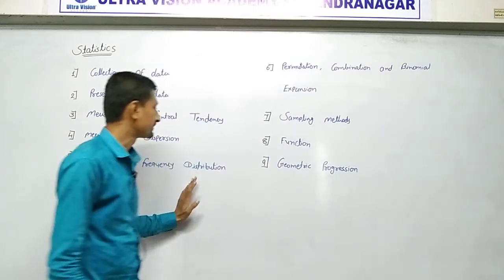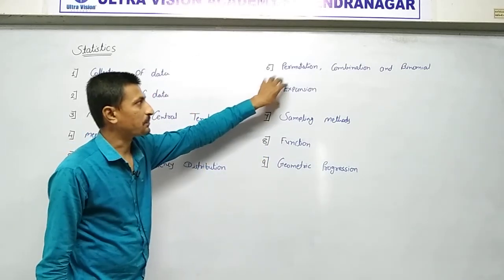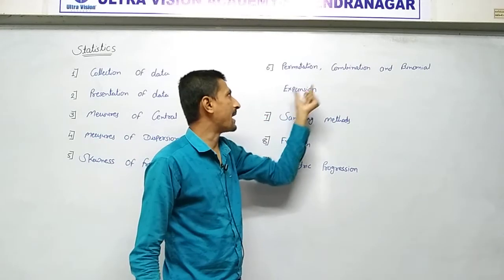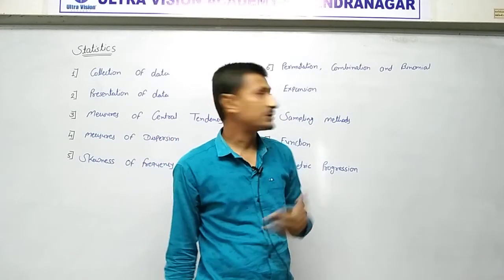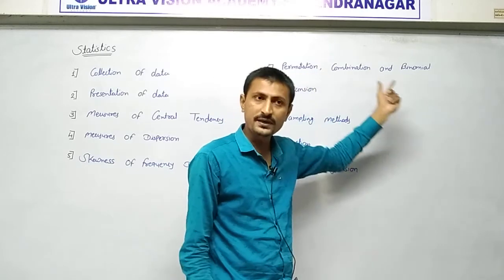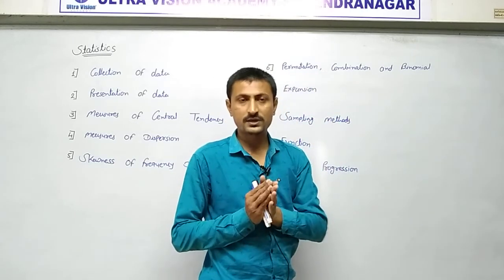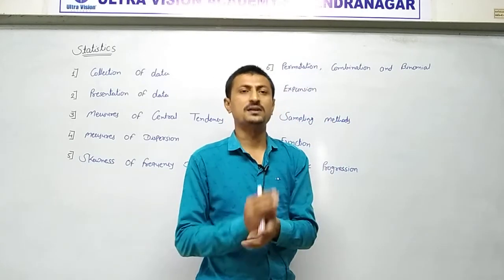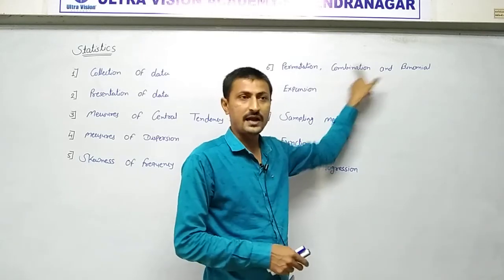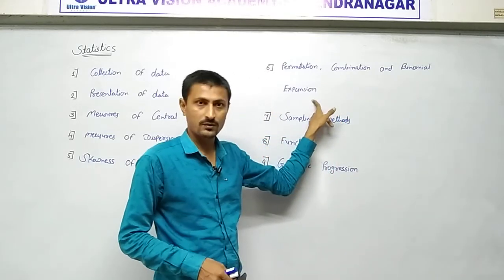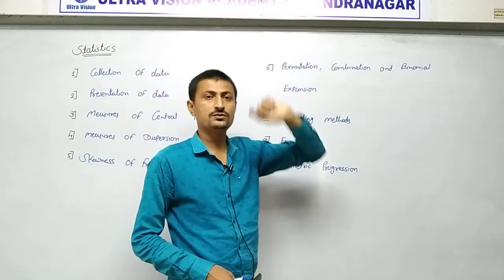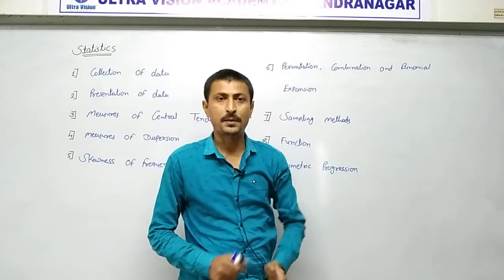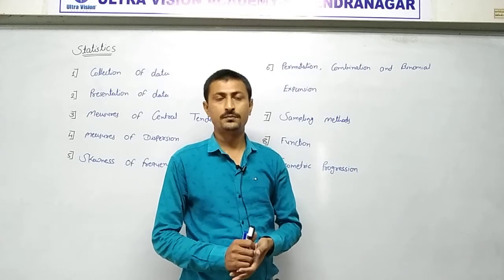Chapter number 6, permutation, combination, and binomial expansion. Arrangement of data is called permutation. Combination is selection: selecting a subunit from the total population is called combination. Then binomial expansion, Pascal type of studies. This chapter is also useful in 12th standard part 2, chapter number 1, probability.